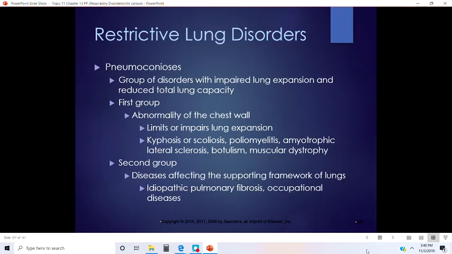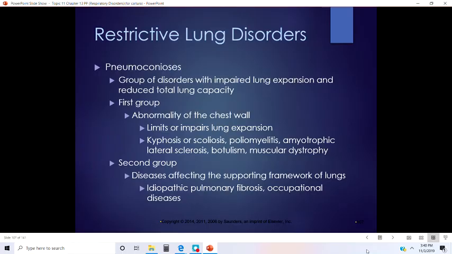The first group has abnormalities of the chest wall, which is going to limit or impair the lung expansion. Think about people having a kyphosis or scoliosis. Kyphosis is kind of that hunchback where we have an increased thoracic curve. Scoliosis is the side-to-side curvature of the spine. Polio, ALS, botulism, and even muscular dystrophy can all cause abnormality to the chest wall, again, limiting lung expansion.